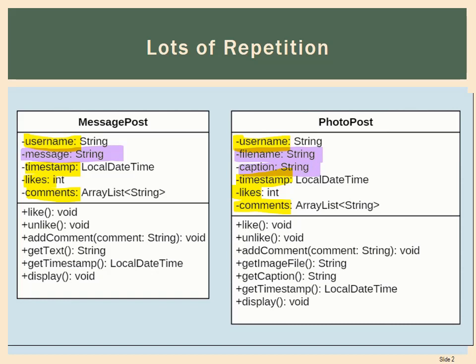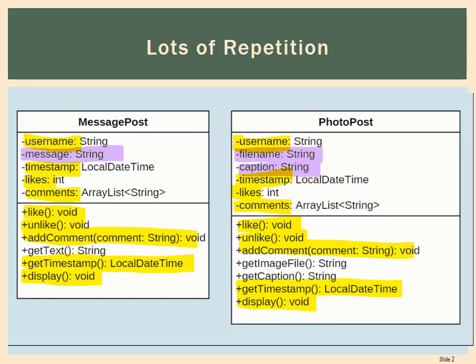Similarly, if we look at the methods, we see again a lot of similarities. We have like, unlike in both. You can add a comment to both. Both of them can have a getter method or an accessor to get the timestamp. And both of them allow you to display.